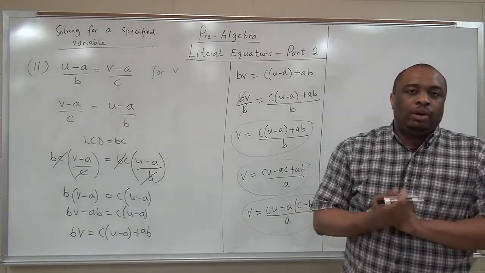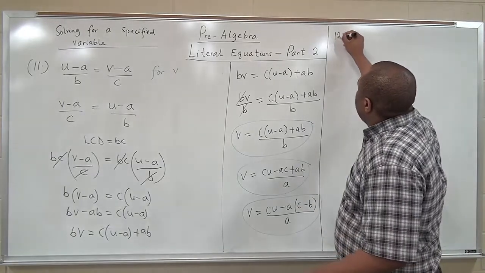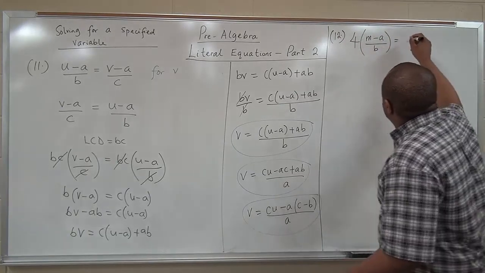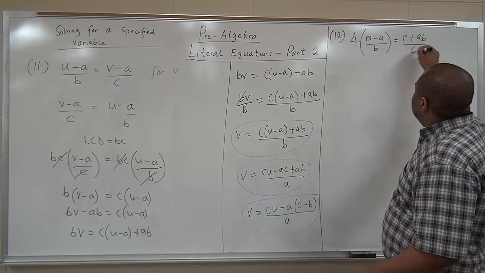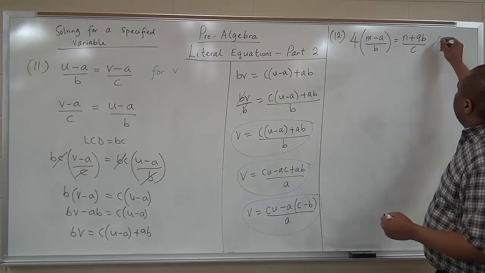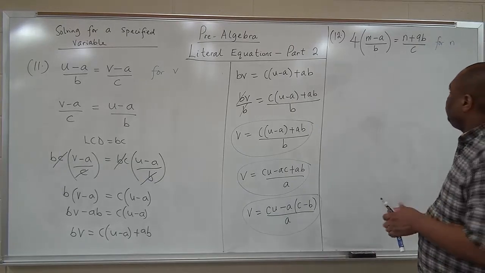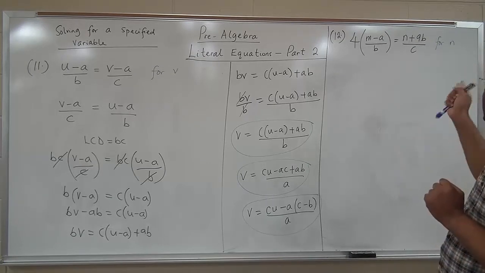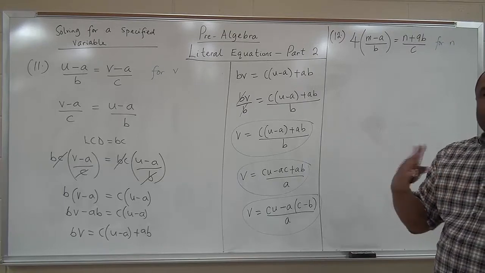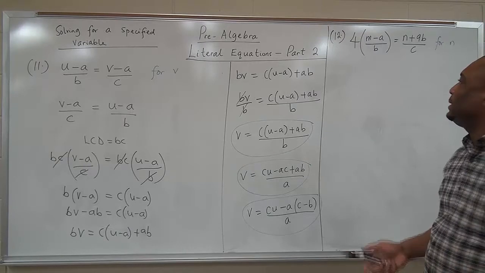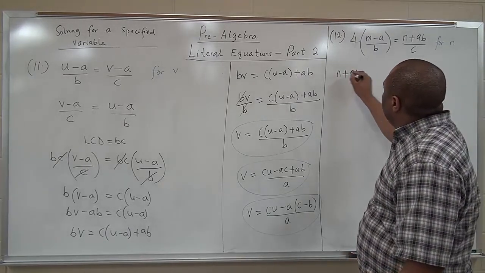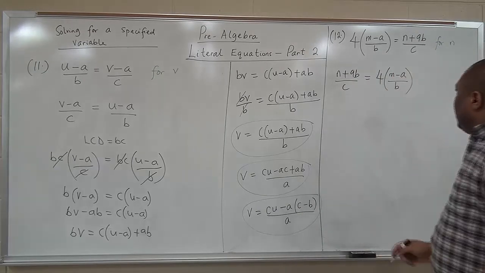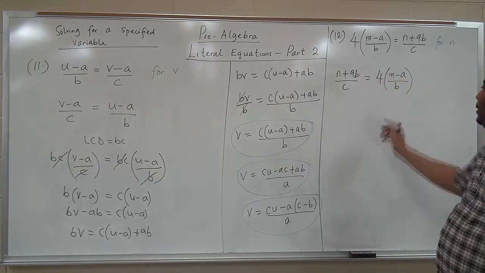Good? Question 12. Last but not the least question. 4 times m minus a over b equal to n plus 9b over c. You want to solve this for n. Solve for n. So we want to rearrange so that our n will be on the left hand side. So this is n plus 9b over c equal to 4 times m minus a over b. This 4 is for the first one, if we want to multiply.